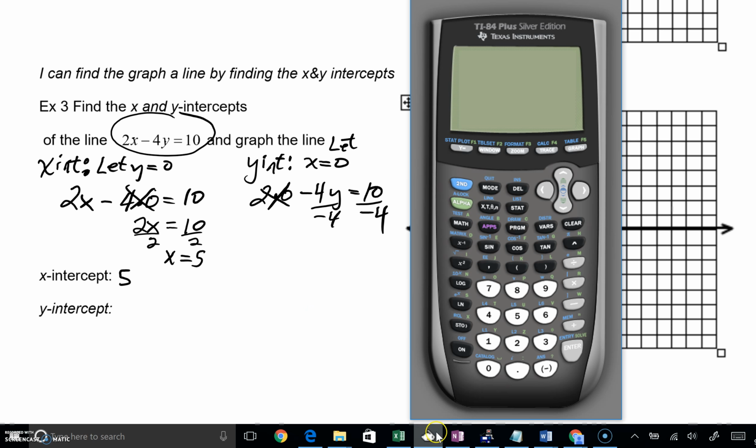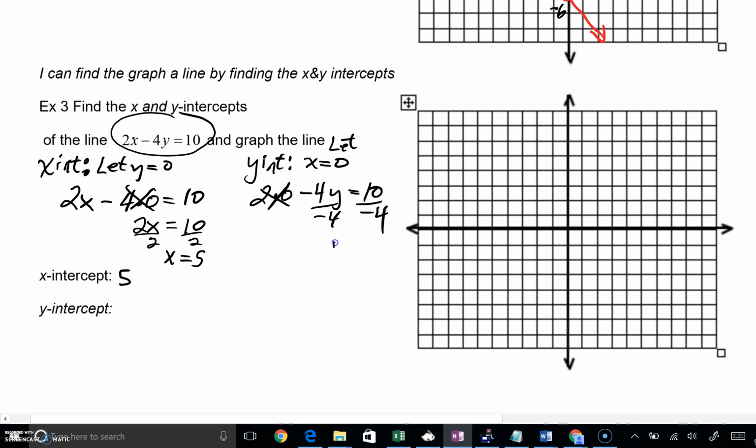Now, of course, you could, in a heartbeat, use your fraction tool, alpha y equals, and type in 10 all over negative 4. And you'd get negative 5 over 2. Now, negative 5 over 2 is the answer that you would type in if you wanted to use a fraction.